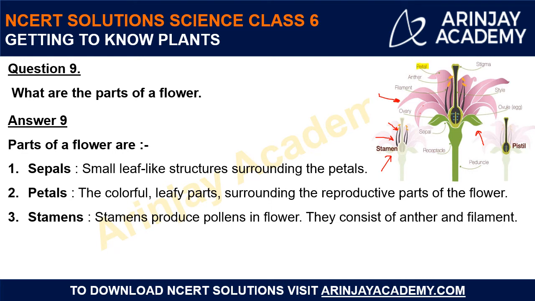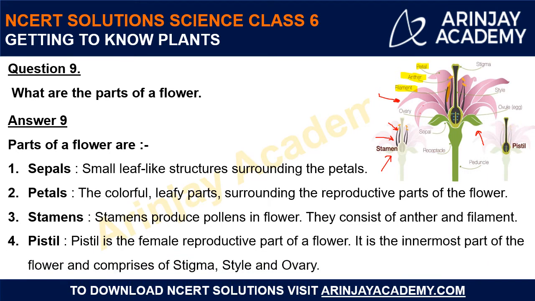So I will show you here. See, this is the anther here and this is the filament here. So these together form what? This together forms your stamen, the male reproductive part of the flower. Fourth one, pistil. Pistil is the female reproductive part of a flower. Okay, so it is the innermost part of the flower and comprises the stigma, style and ovary.